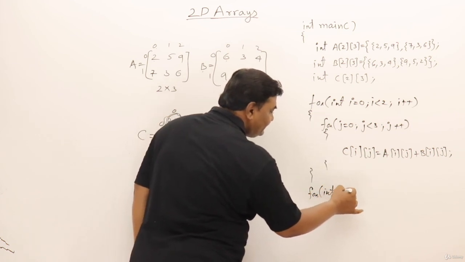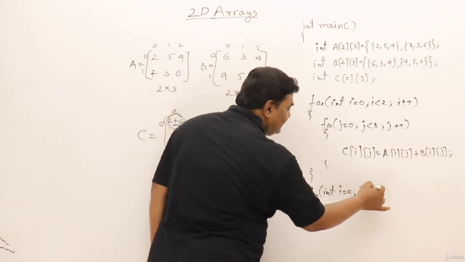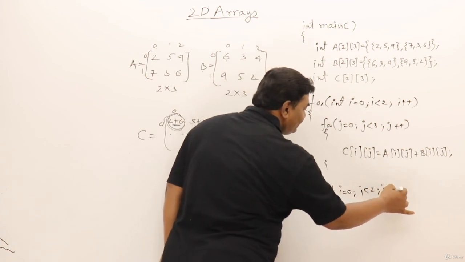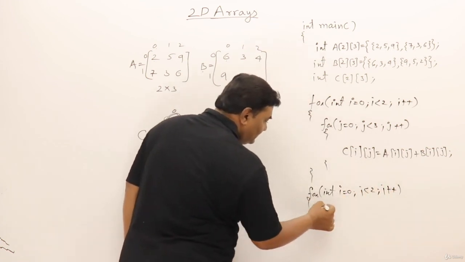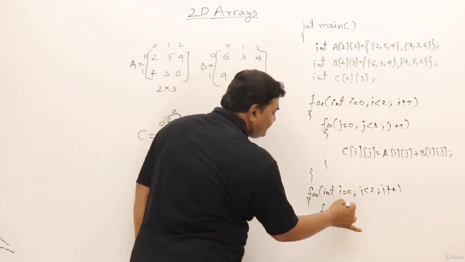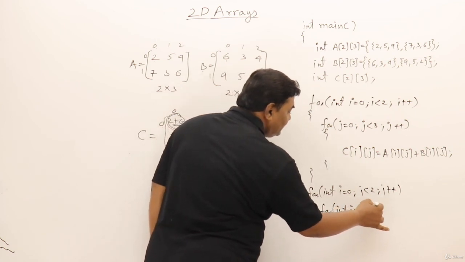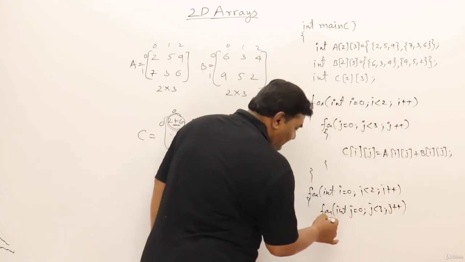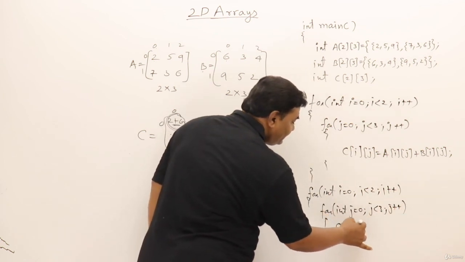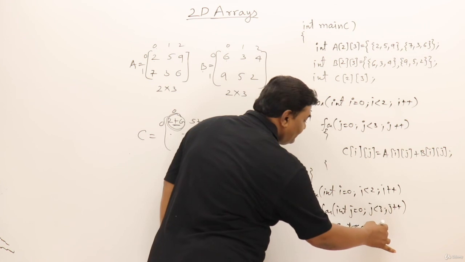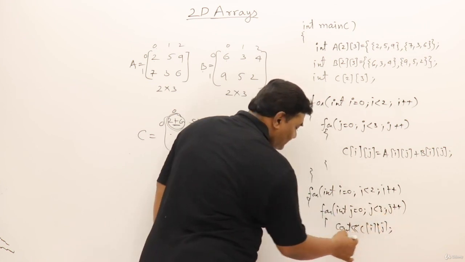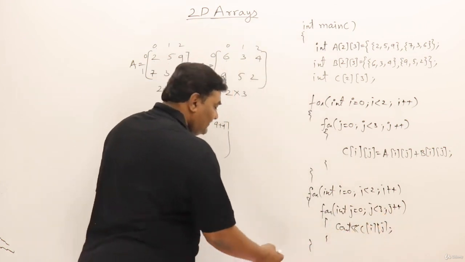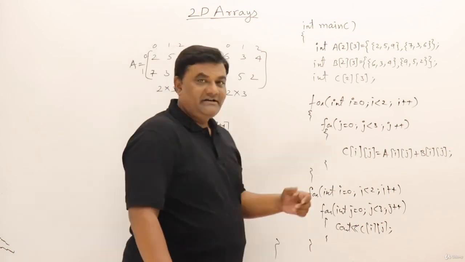If I want to display the C matrix, then again I should use two for loops. For integer i assign 0, i is less than 2, i plus plus, and for integer j assign 0, j is less than 3, j plus plus, and cout C of i comma j. That's it. So this will display the resultant matrix.